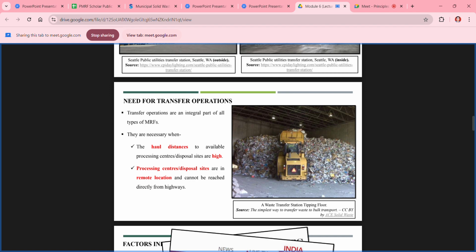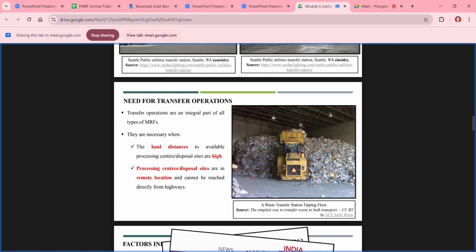Gazipur landfill. If we talk about Delhi, there are two to three landfill sites. One of them is the Gazipur site. So that is your last stage, the last disposal site.